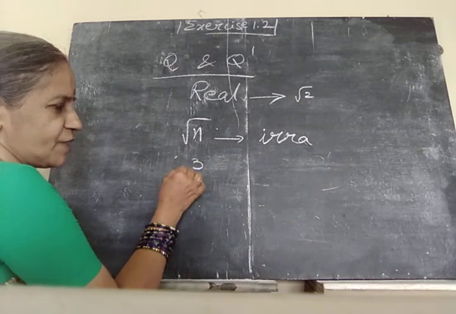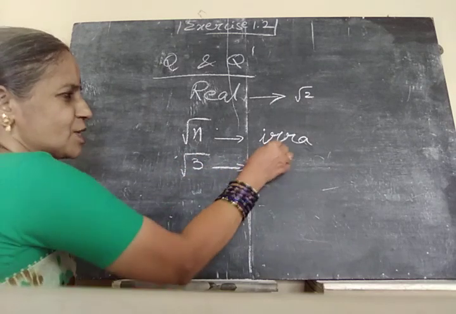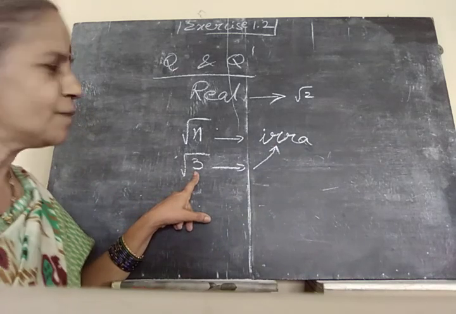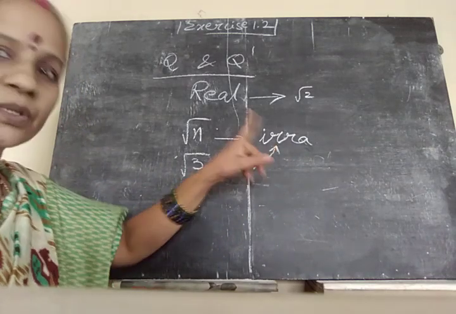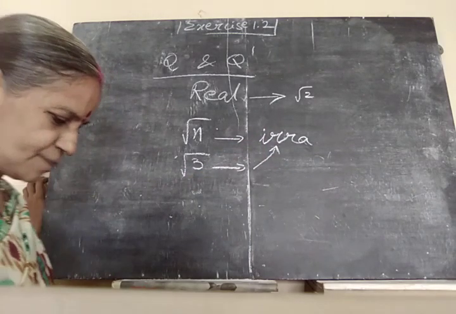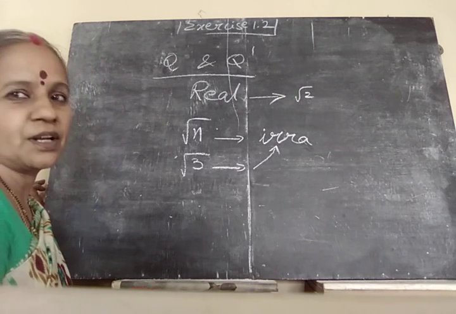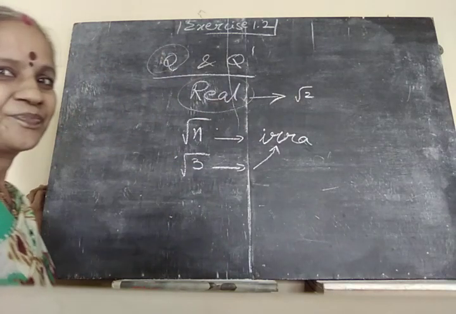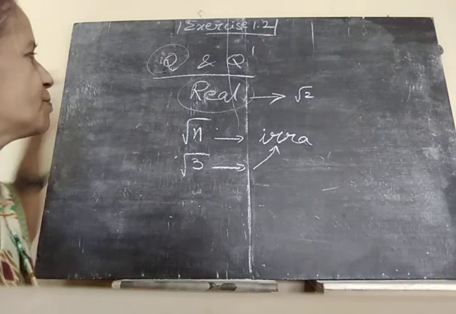3 is not a perfect square, so root 3 is irrational. Okay, if n is not a perfect square, then root n is irrational. So it is a true statement. Next, the sixth one: all real numbers are irrational. What about rational numbers? Okay, it is a false statement.